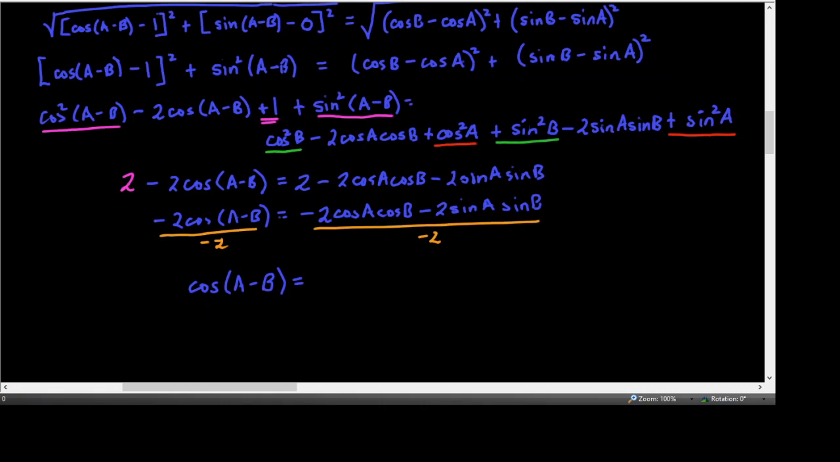And if you split that fraction, you'll have negative 2 cosine A cosine B divided by negative 2, which will simplify to simply cosine A cosine B, minus, and then you'll have 2 sine A sine B divided by negative 2, which will become plus sine A sine B. And that is the identity for the cosine of a difference of 2 angles.